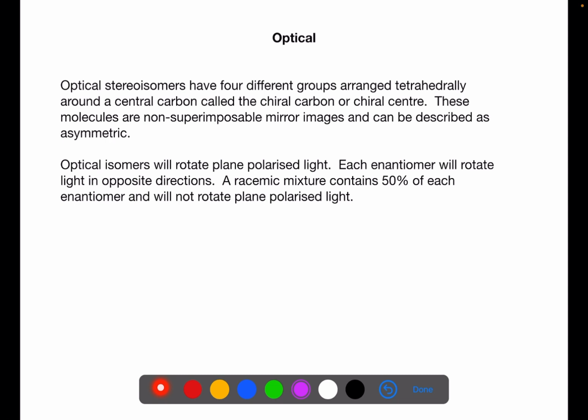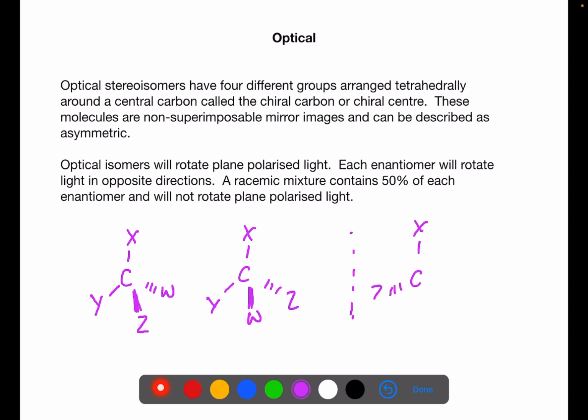There are different ways for us to draw the optical isomers. So here, if we have a structure with four different groups attached, you can either just switch over two of the groups that are attached to it to show the other enantiomer, or you can draw in a mirror and actually mirror the structure. Okay, so either way of trying to draw the other one is acceptable.